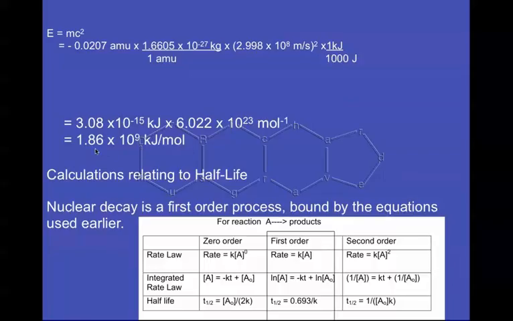That's a pretty appreciable amount of energy from that kind of process, especially when you consider that chemical processes are going to give you energies in the order of maybe 200, 300 kilojoules per mole, not too much more than that. But nuclear processes can provide a whole lot more than chemical processes. 1.86 times 10 to the 9th is pretty substantial.